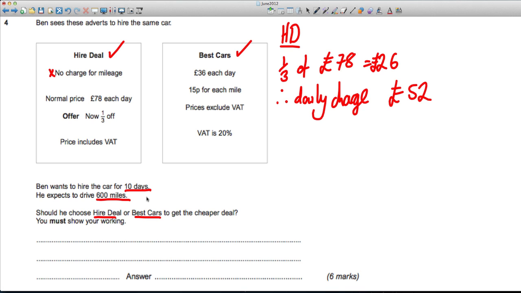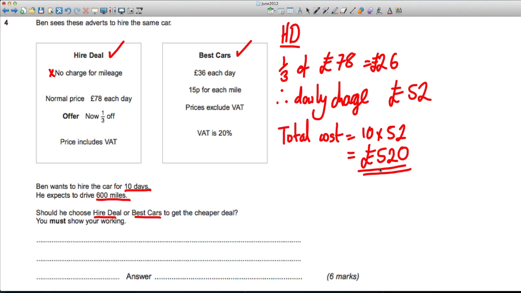Okay, he wants it for 10 days. So total cost would be 10 multiplied by 52, which would be equal to 520. £520. Okay, and that includes VAT. Okay, now let's do Best Cars. Maybe keep it in a different colour pen.